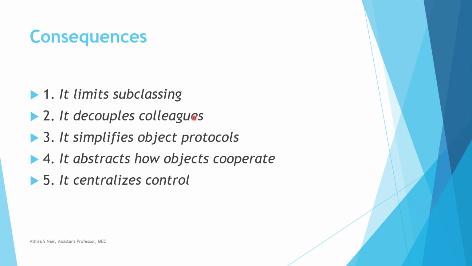And it decouples colleagues. That is, a mediator promotes loose coupling between colleagues, and we can vary and reuse colleague and mediator classes independently. Then it simplifies object protocols. That means a mediator replaces many-to-many interactions with one-to-many interactions between mediator and colleague. So one-to-many relationships are much easier to understand, maintain, and extend.